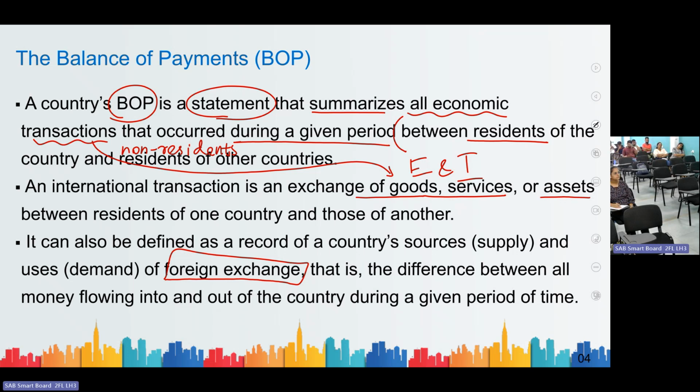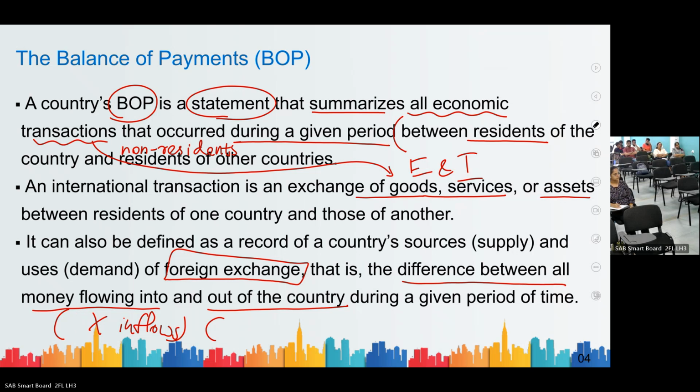The balance represents the difference between all money flowing into and out of the country during a given period of time. That means foreign exchange inflows and money flowing out of the country, that is foreign exchange outflows. So BOP reports foreign exchange inflows and outflows during a particular period of time that happened between residents and non-residents. That is a basic introduction to the BOP.